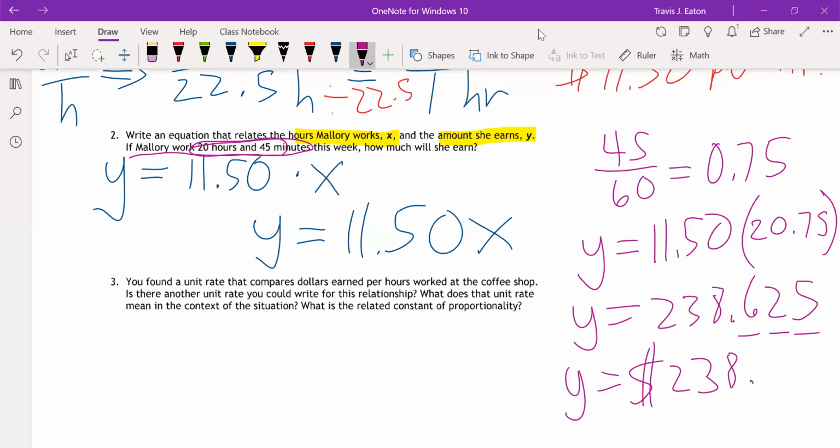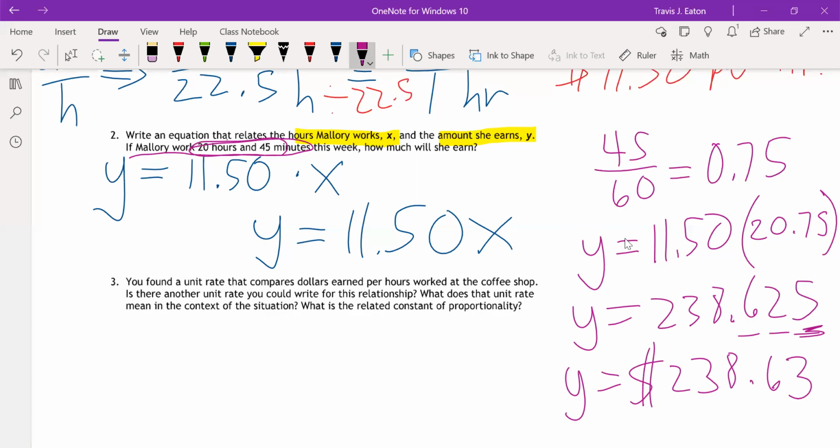And then we have to round the 0.625. And anybody that knows anything about rounding knows that this 5 next to the 2 is going to tell the 2 that it needs to round up to the 3. So it's $238.63. That's how much money she will earn.